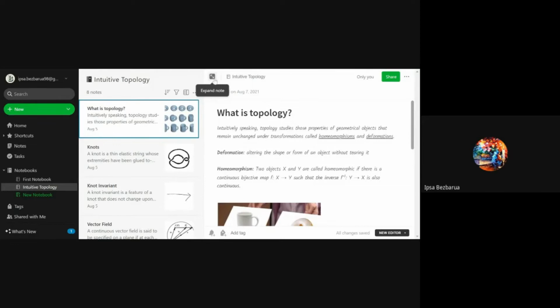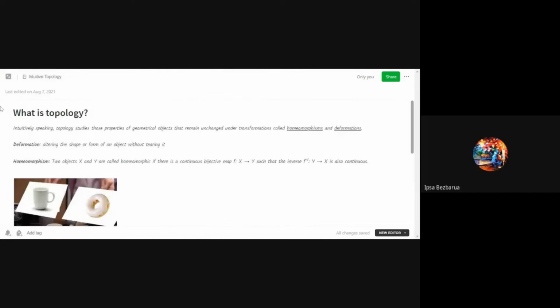Okay, cool. So, this talk is kind of based on a book I read last year during the summer. It's called Intuitive Topology by V.E+F. I'll present my references at the end anyway. So, what is topology?